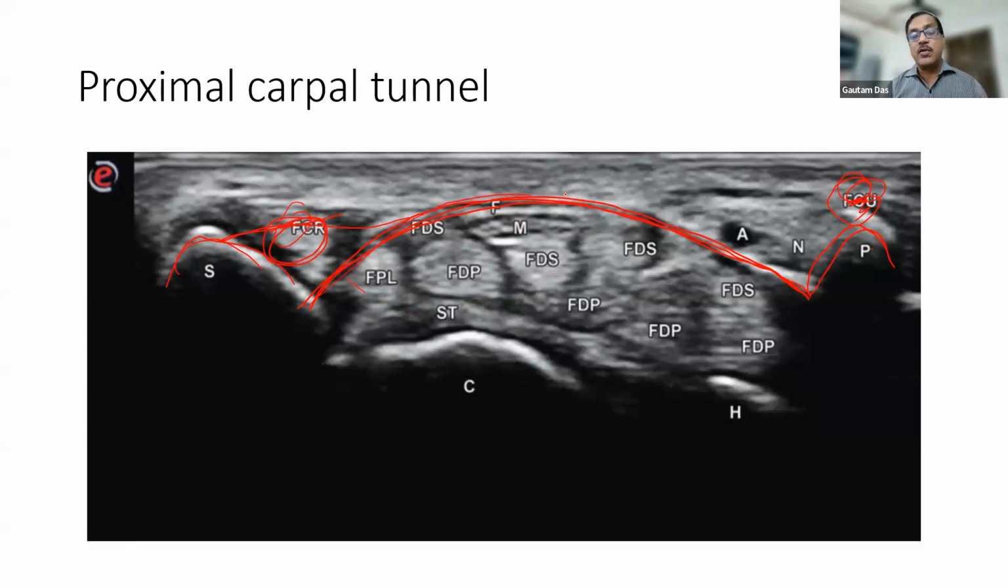And within the carpal tunnel, what are the components? Within the carpal tunnel, there are flexor digitorum superficialis, 4 tendons, and flexor digitorum profundus, 4 tendons, and flexor pollicis longus. That means 9 tendons are there. And apart from that, there is your median nerve. The median nerve also gives the palmar cutaneous nerve, which will be there at these positions. I'll be showing you over the volunteers.